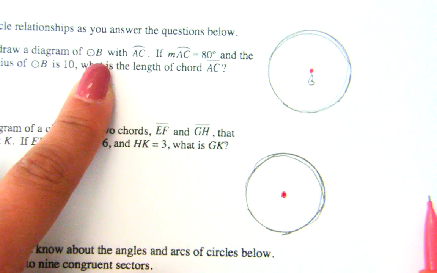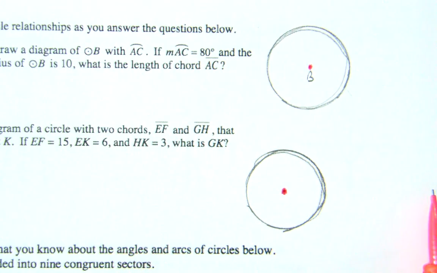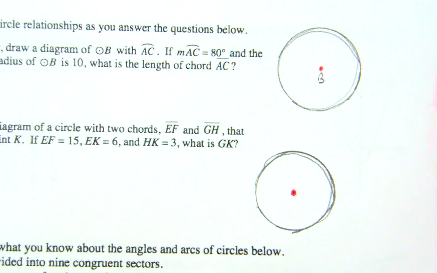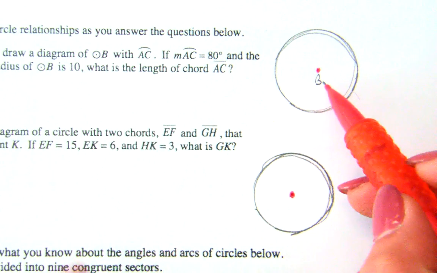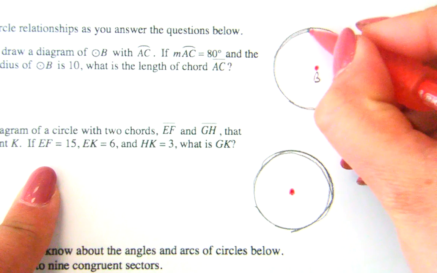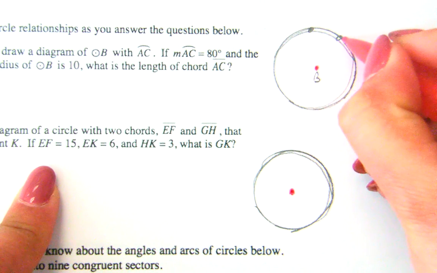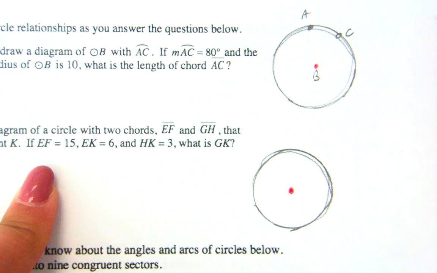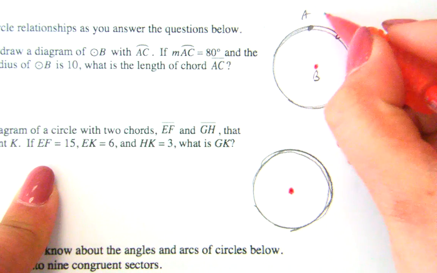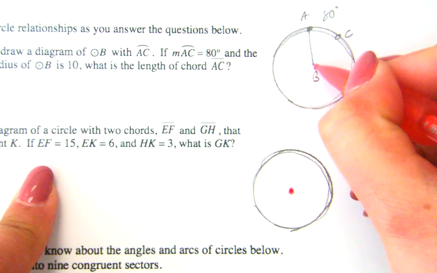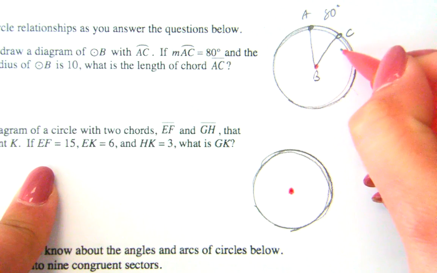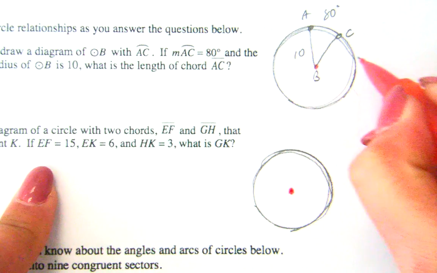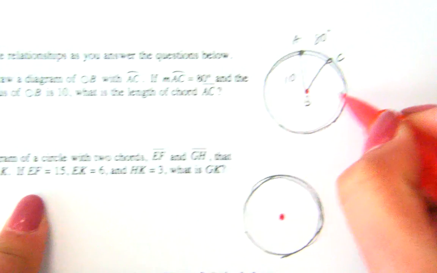Okay, so there they are. I actually did 2 of them because it just seemed more reasonable, since we're going to have to do 2 of them. Okay, so circle B, and then with AC. So let's say A to C. Here's A, here's C. And then it says if AC is 80 degrees, then technically we want to know, and the length of the radius is 10, what's the length of chord AC? So this is your pizza crust.